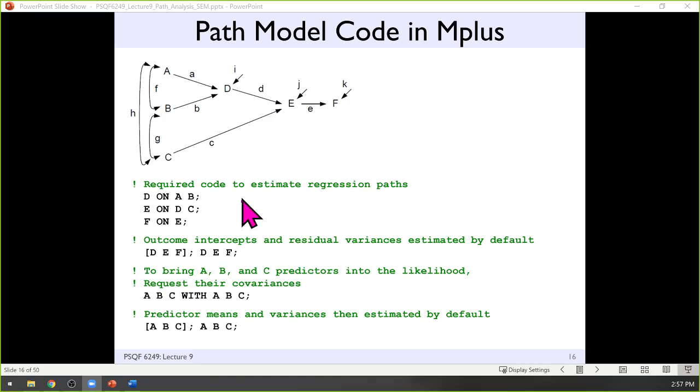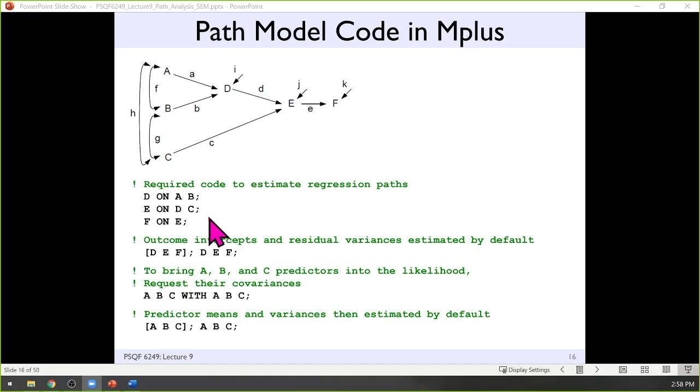So to set up this model, this is what the code would look like. I have Y on these two X's, so D on A B, E on D C, so here's E predicted by D and C, and then F on E.